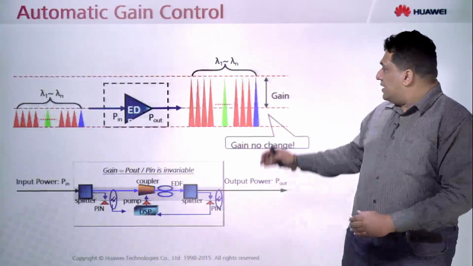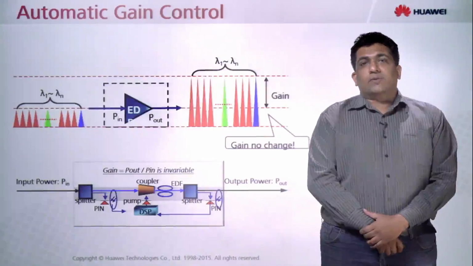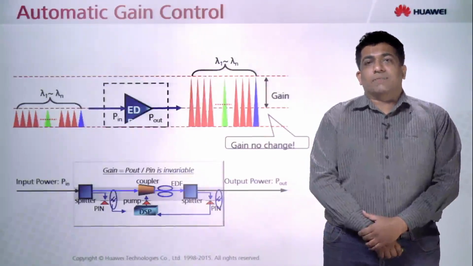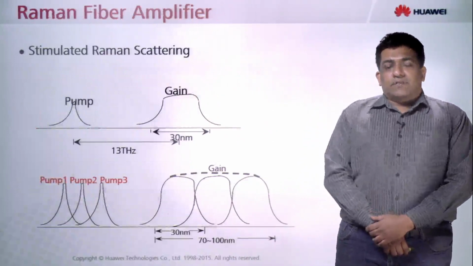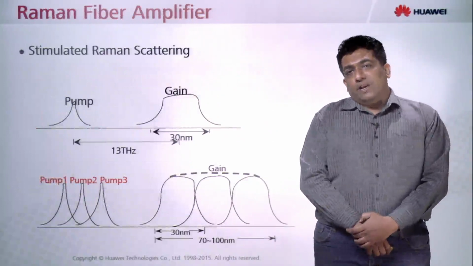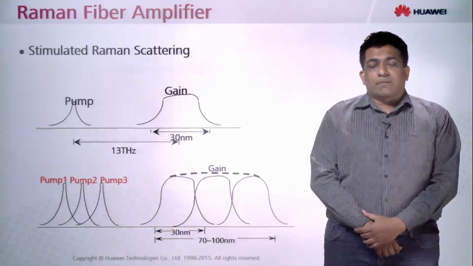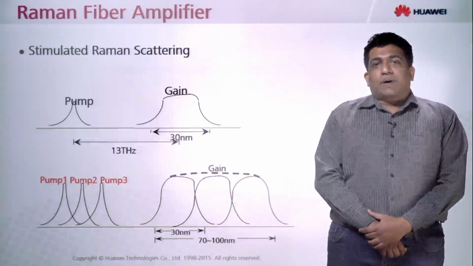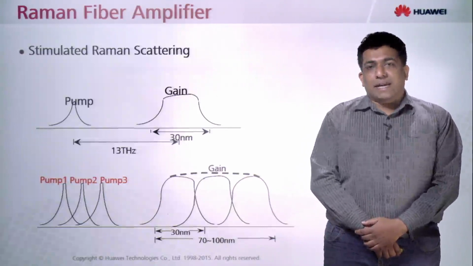So here you will realize that the gain over here is basically no change. And then it transmits all the way out with your lambda. So let's look at the Raman amplifier. The Raman amplifier is a bit different, and it's slightly more expensive compared to any other amplifier. You have a pump signal that is coming in, and then there's a gain actually pumped the other way, and then the entire signal is pumped up to have a better gain.